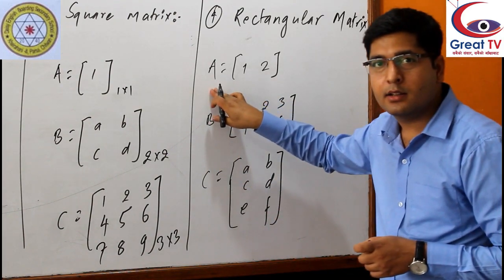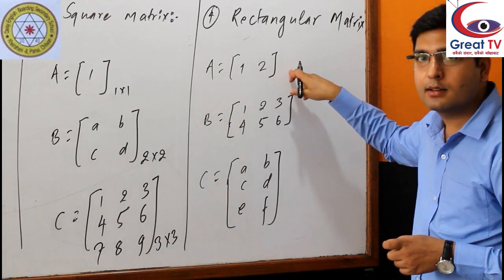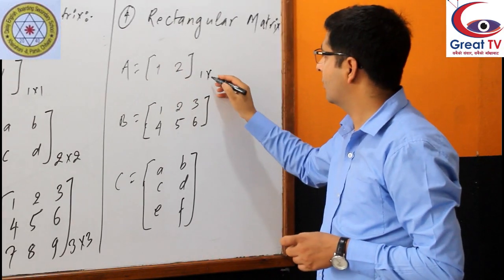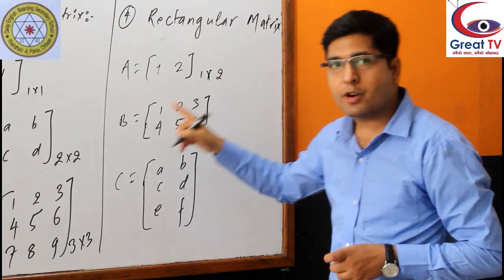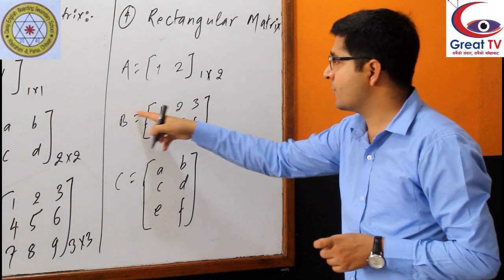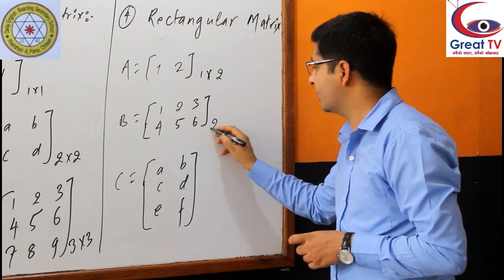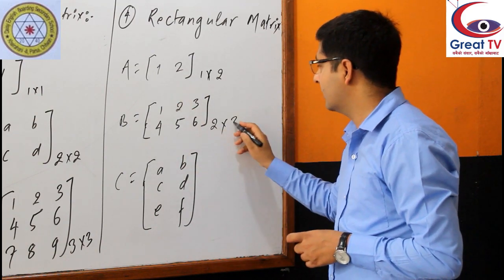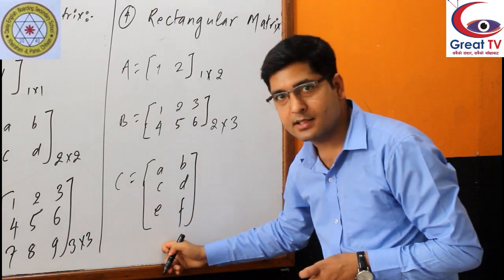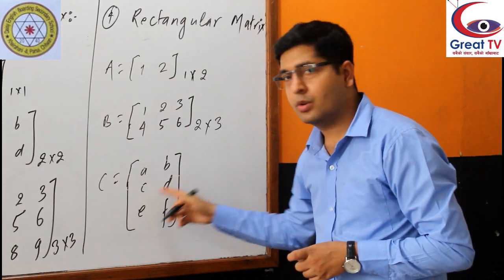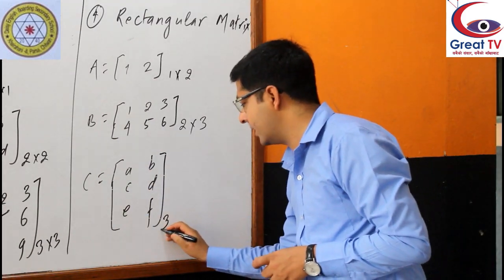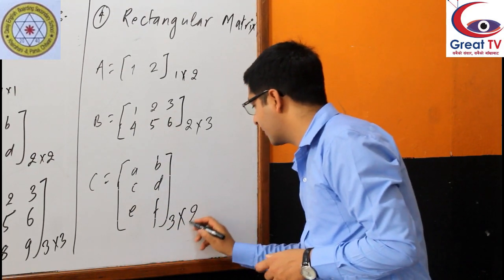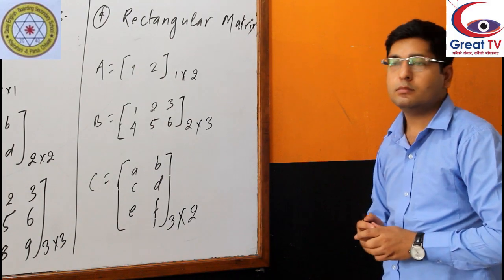Order of matrix A: number of rows 1 by number of columns 2, so 1 by 2. Order of matrix B: number of rows 2 by number of columns 3, so 2 by 3. Then order of this matrix: number of rows 3, so write 3 by number of columns 2, 3 by 2.